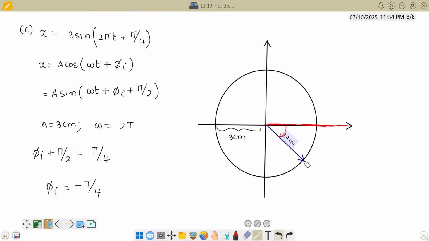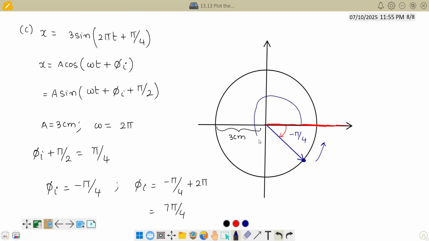So the original position of the particle is somewhere here. Remember, the particle is still traveling in the anti-clockwise direction only. Since it is minus pi/4, you went in this way. If you don't like negative values, you can add 2 pi: minus pi/4 plus 2 pi becomes 7 pi/4. So you can get this entire angle. From here, if you measure this angle, the entire angle is 7 pi/4.